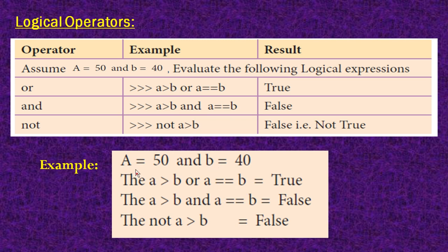Here is the example. A equal to 50, B equal to 10. A greater than B or A equal to B, that is true, because A greater than B is true, so the total condition is true. With AND, A greater than B is true but A equal to B is false, so the total value is false. A greater than B is true, so not A greater than B is not true, that is equal to false.